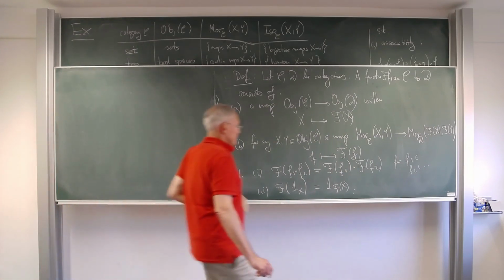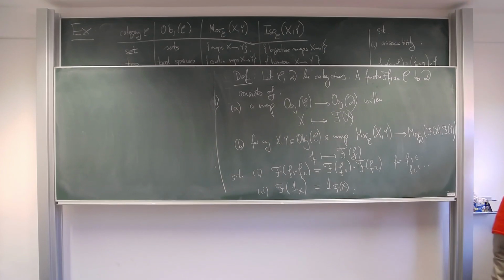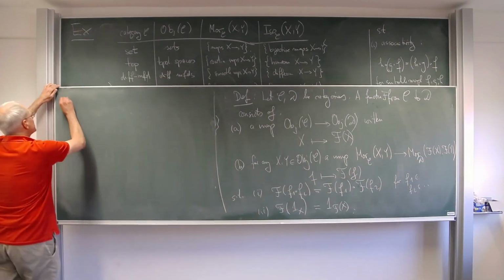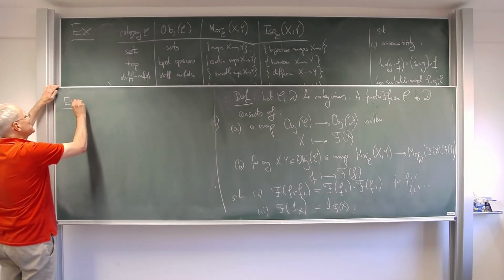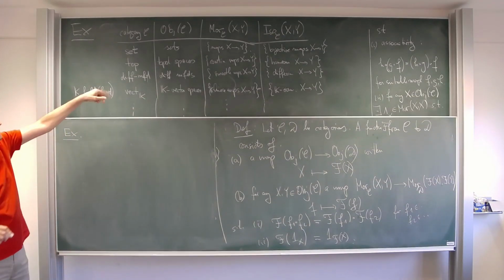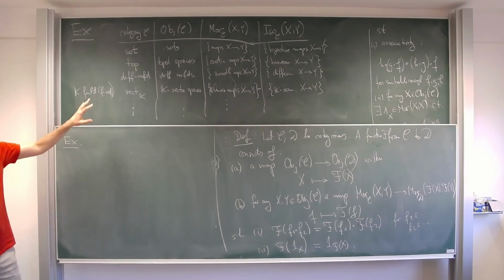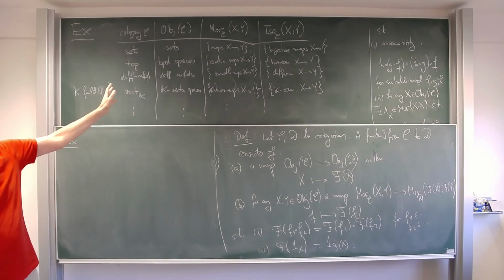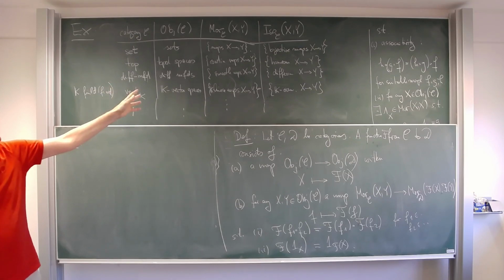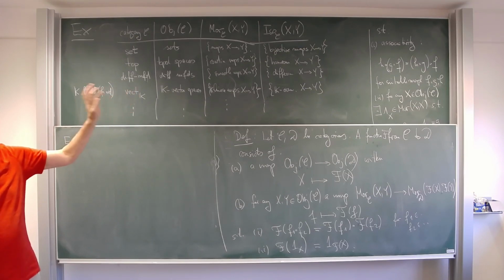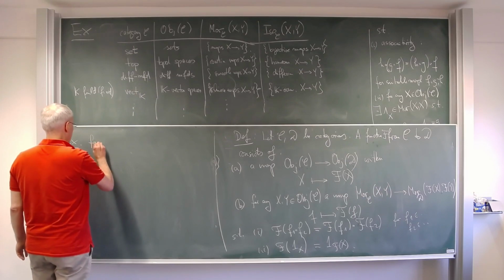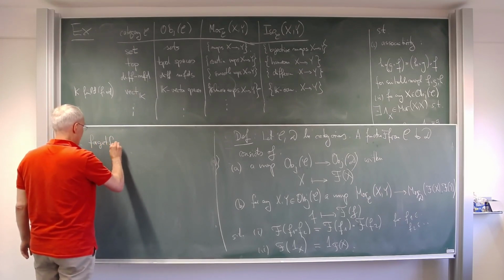Okay, and examples. So there's a whole first set of examples of functors related to these first examples here, where we had categories defined by sets with additional structure, and the morphisms were maps with additional properties. And in such cases, very often you have forgetful functors. Forgetful functors.